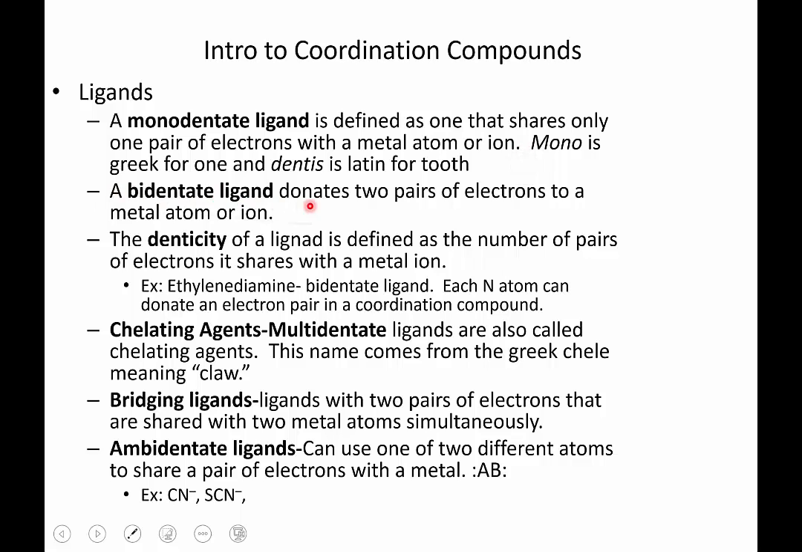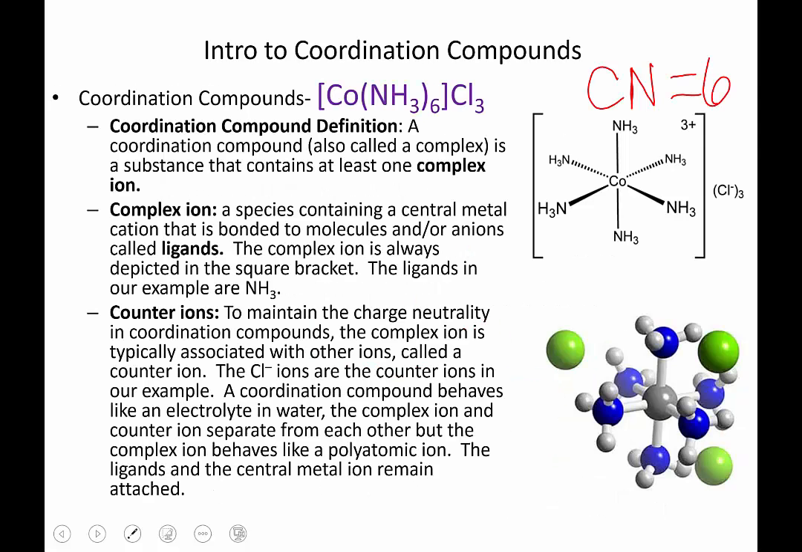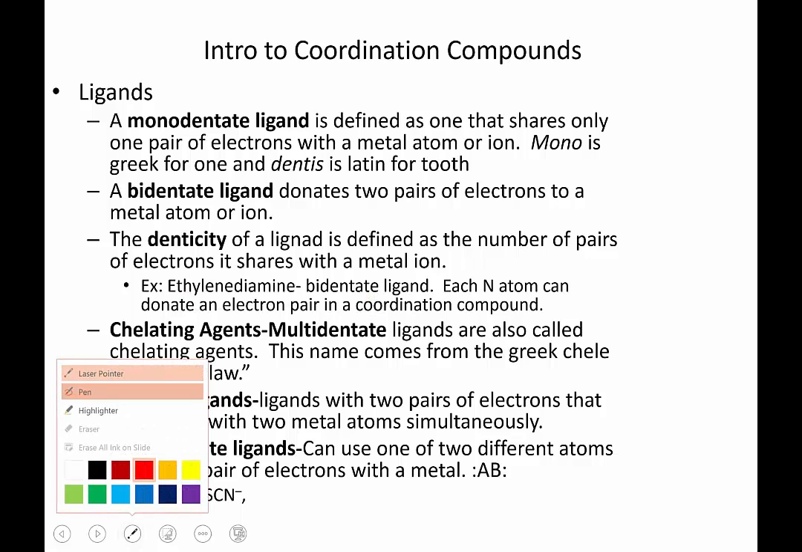For a bidentate ligand, bi means two, and dentate again means teeth. So now we have two pairs of electrons bound to our metal ion. Our previous example, ACAC, is a bidentate ligand, whereas an amine ligand is a monodentate ligand. The denticity of a ligand is defined as the number of pairs of electrons it shares with a metal ion. Another example of a bidentate ligand is ethylene diamine. I'll show you what that looks like.